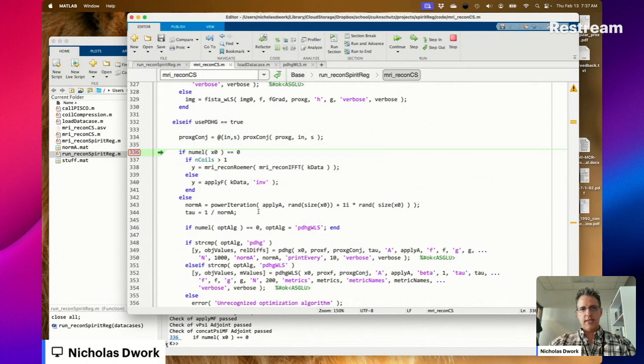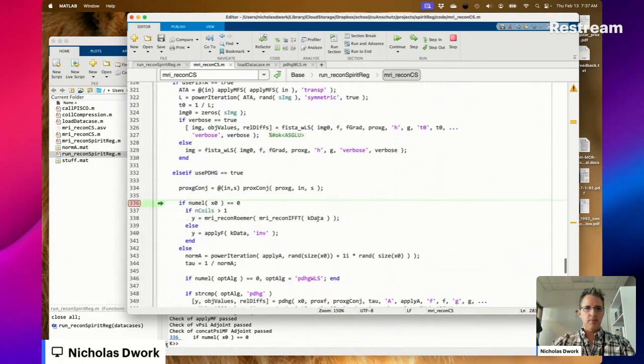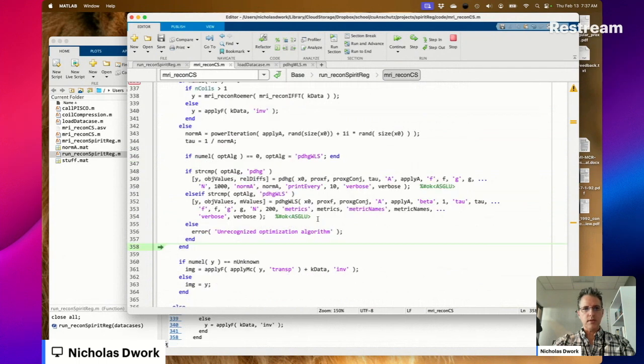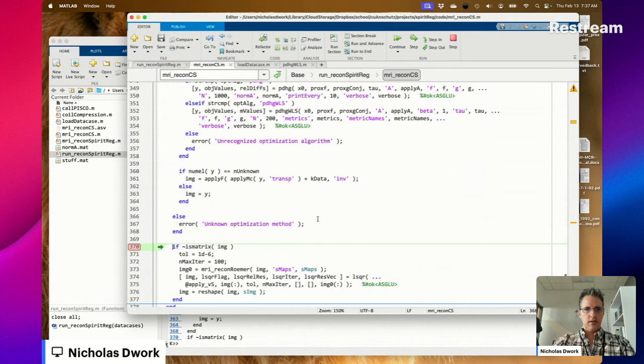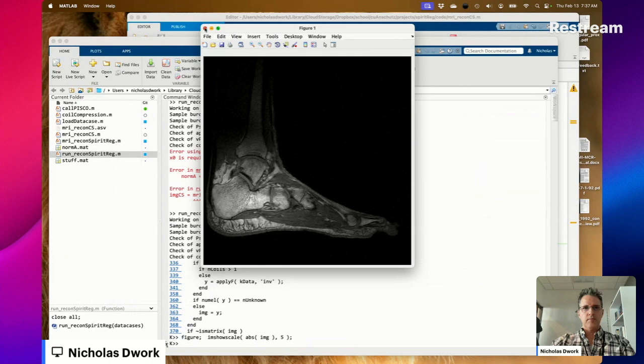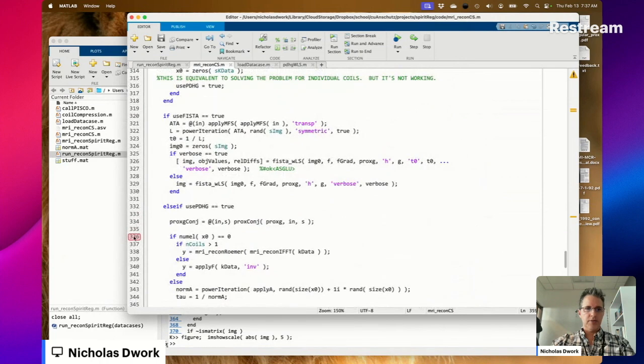Since X naught is empty, there's just nothing to solve for here. This is empty. So the image is F inverse times K data. That's what I hope I just implemented. Yep. Okay. With hard data consistency, everything, and 100% sampling, everything works fine.